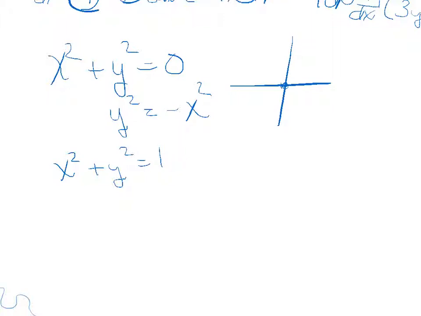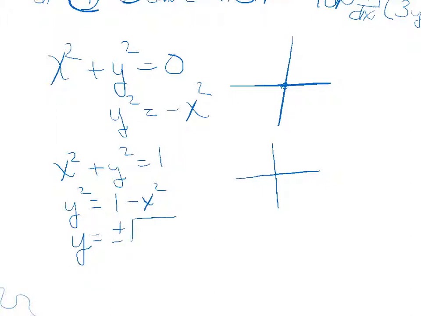All right, so if we're going to solve it explicitly, we'd have y squared equals 1 minus x squared. So y equals plus or minus the square root of 1 minus x squared. The positive part would give us the upper half. That's a function. And so when we put them together, we no longer have a function. We have a circle, which is not a function.